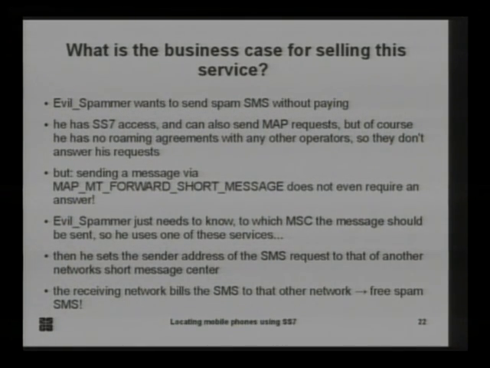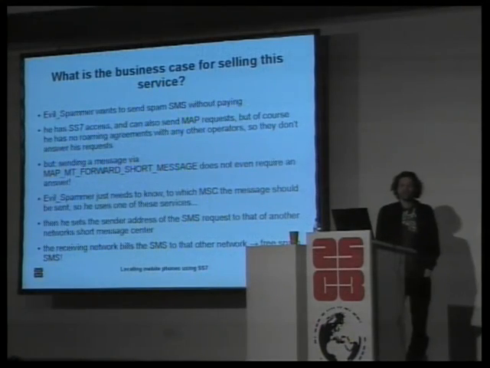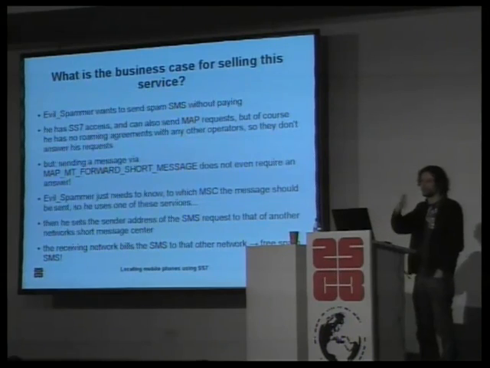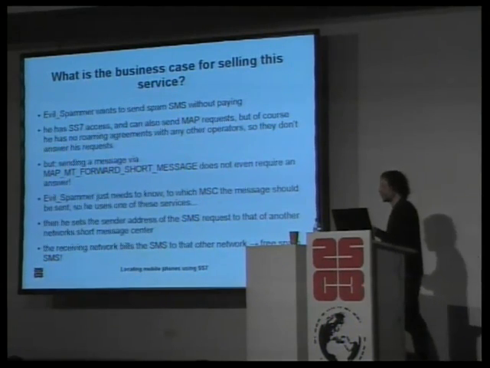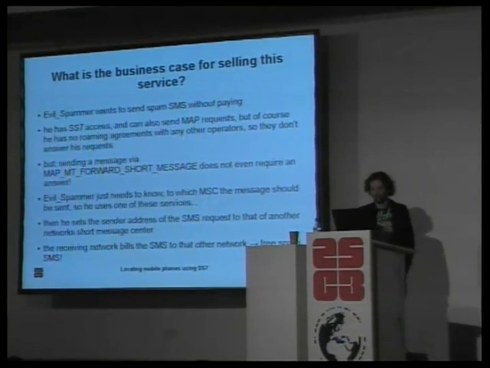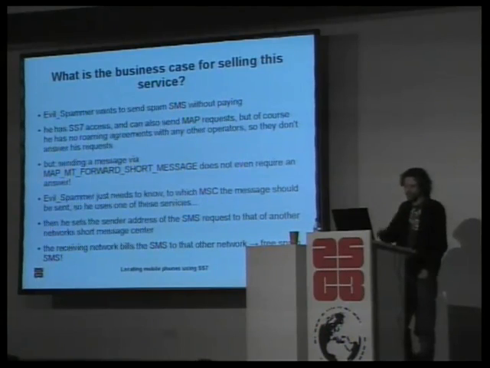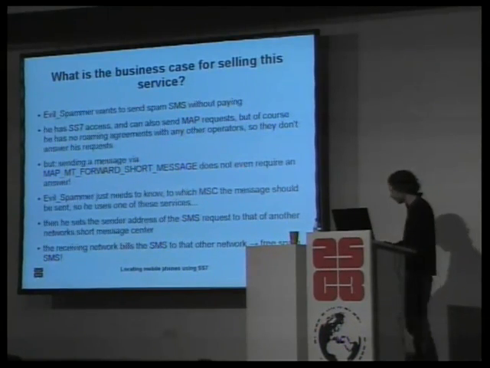So he just uses one of those services, asks them for routing information for phone numbers he wants to send spam to, and then uses this routing information to send the short message via his SS7 link. And as a sender address, he just puts in there some SMSC, short message service center, of some other network that has a roaming agreement, and they will be billed for this short message. So, meaning some other network pays the bill, and the evil spammer can send free spam SMS.